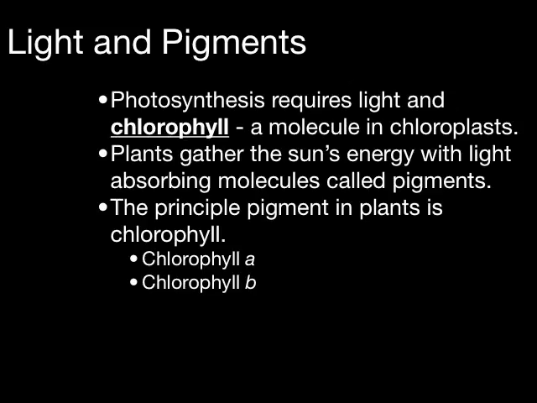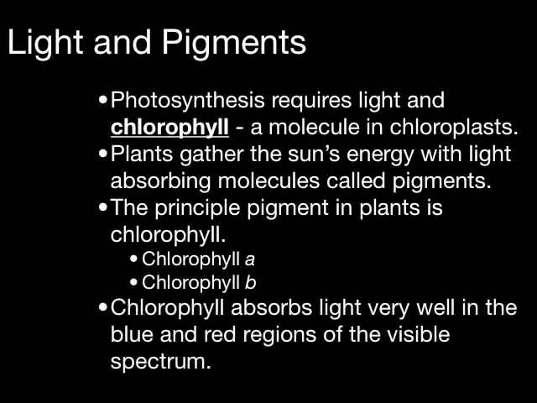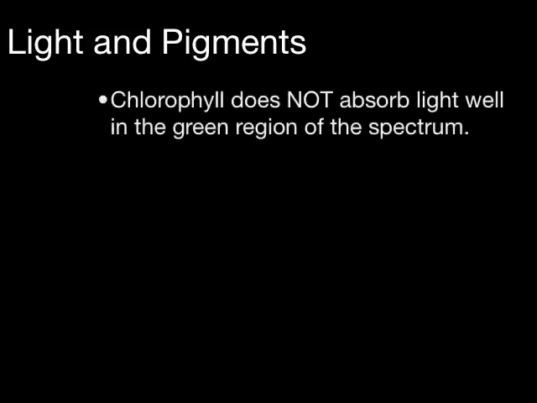But it's important to remember that chlorophyll doesn't absorb all of the light of the visible spectrum. The type of light it absorbs best are from the blue and the red regions of the visible spectrum. You can tell right away by looking at a plant that red and blue are being absorbed because those types of light cannot be seen. We can only see light that is reflected.